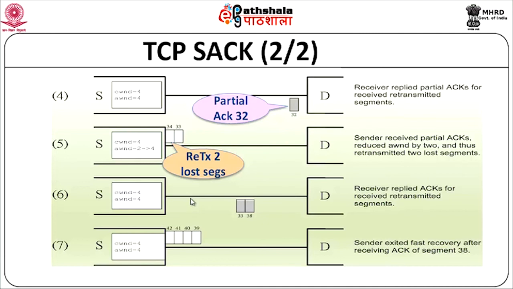You keep retransmitting like this and then you can exit the fast recovery once you get back the acknowledgement for 39, 40 and so on. Because you are transmitting additional packets to the network, as you get the acknowledgements, you will now move out of it. So SACK is a very useful mechanism in that sense.